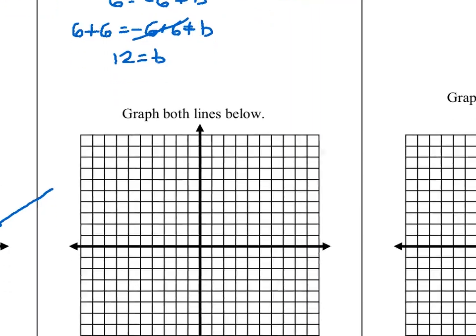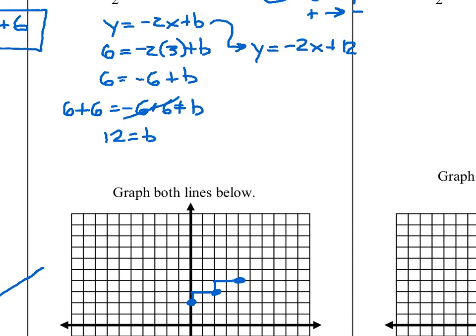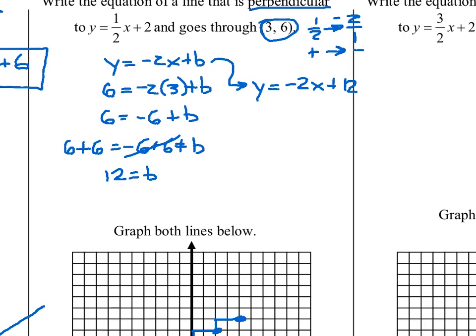The original one's going to be really easy to graph. Y-intercept of 2, rise 1, run 2. Rise 1, run 2. However, when we get to the second equation, that's going to be a little bit more difficult. Why is that going to be a little bit more difficult? Yeah, it's not going to fit on there.